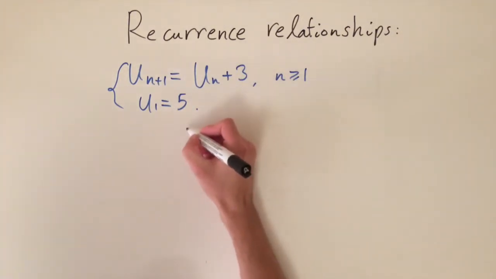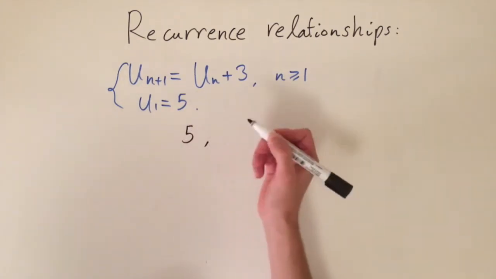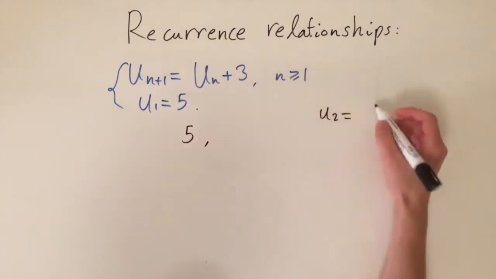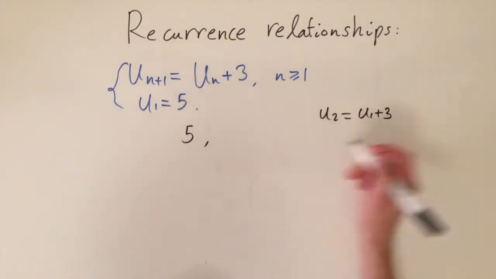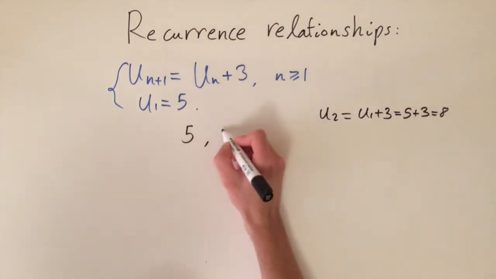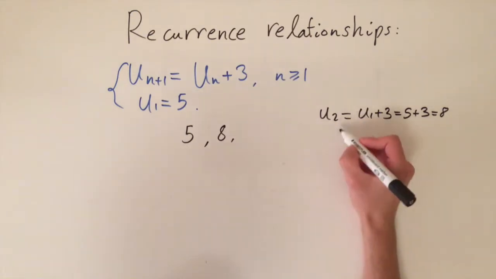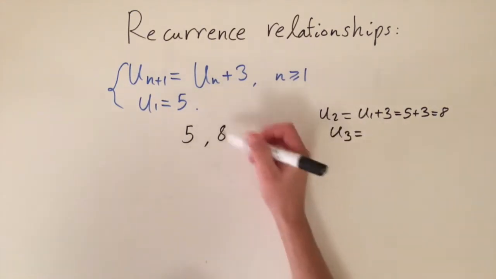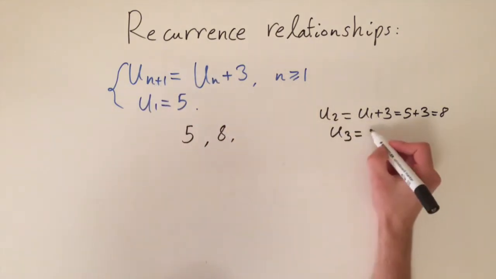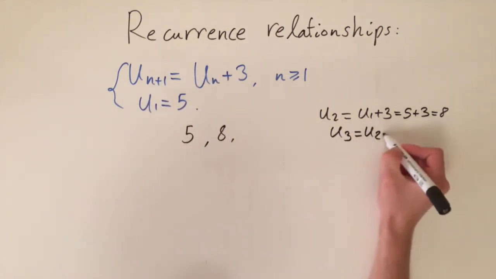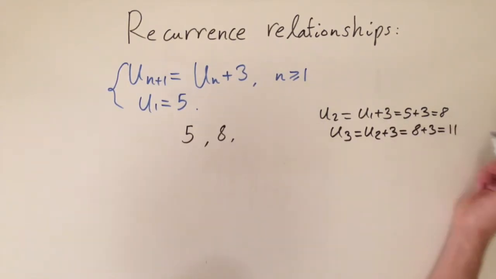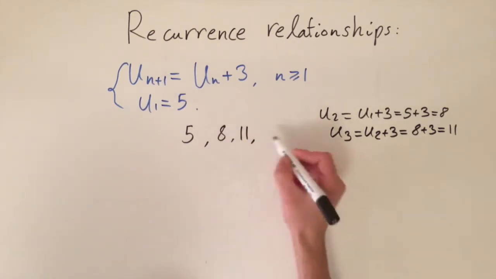So we have that the first one is equal to 5, and then u2, let me just do the working over here, u2 is equal to u1 plus 3, and that's just 5 plus 3. So that's 8. So we have that the second term is 8, and then let's do one more. Let's find the third term. So u3, we just plug it in here. So n plus 1 is equal to 3, which means n is equal to 2. So u3 is equal to u2 plus 3. So this is just 8 plus 3, and this is 11. So the third term is 11, and this goes on forever.